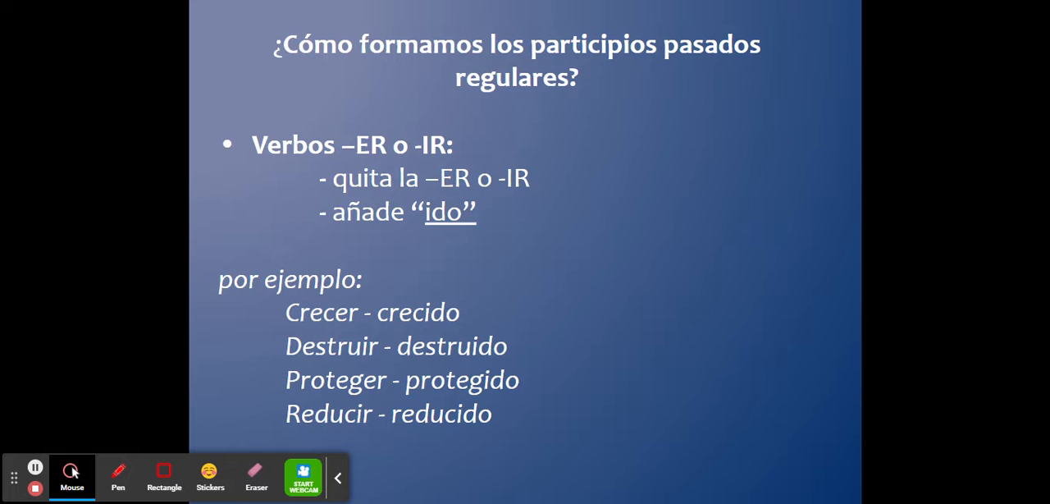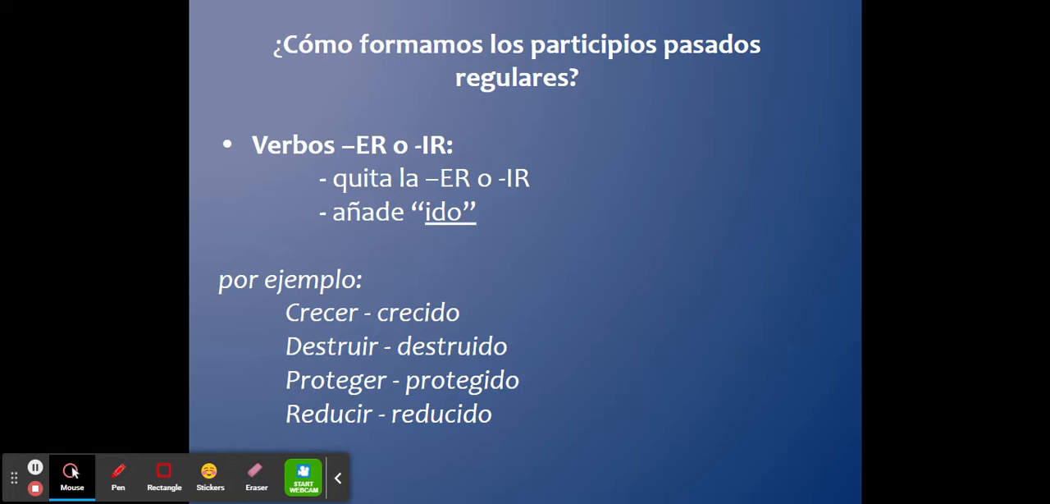Moving on to los verbos er and ir, los participios pasados regulares, so regular past participles. Vas a quitar la er o ir, so the er or ir goes, y vas a añadir ido, ido. So, por ejemplo, we have crecido, from crecer, which is grown. Destruido comes from destruir. Destruido is destroyed. From proteger, we have protegido, which is protected. And from reducir, we have reducido, which is reduced. Okay?